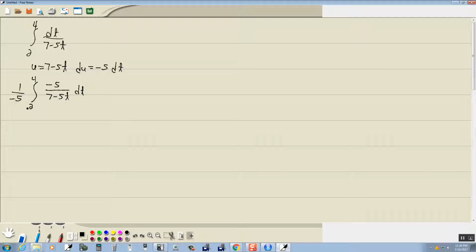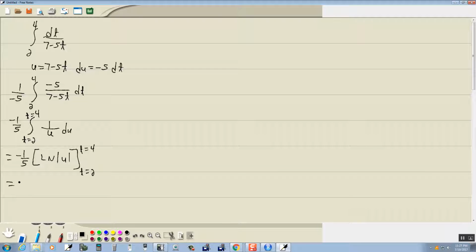The limits are from, I think, 4 to 2, or 2 to 4. Keep in mind these 2 and 4 are t's, so that says from t equals 2 to t equals 4. We're going to replace the 7 minus 5t with u, and replace negative 5 dt with du. So that's going to give us negative 1/5 times the integral of 1 over u, which is natural log of the absolute value of u, from t equals 2 to t equals 4.